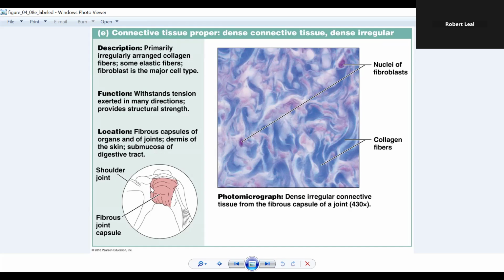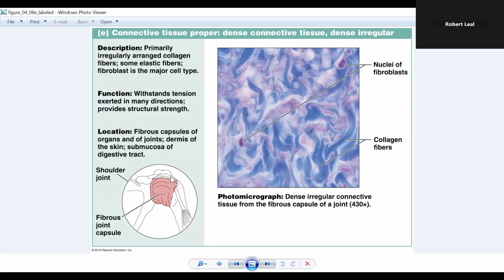So you find this making up what's called joint capsules. A joint basically is where 2 bones meet. And typically your joints, for the majority, allow movement. So if you think of your shoulder joint, you've got a capsule and you can move your arm in many directions.